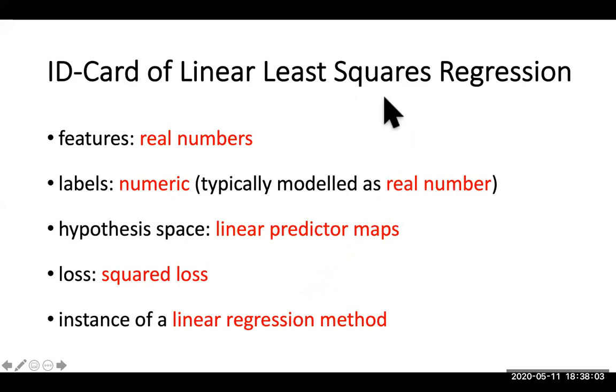Yeah, and now we already have all three components. So we have arrived at one machine learning method. We have chosen three components. So data: the data points are represented by real valued features or numbers. We have numeric labels, also typically modeled as a real number. We use a hypothesis space of linear functions or linear maps, and a loss function, the squared error loss, and the resulting method is called least squares regression.